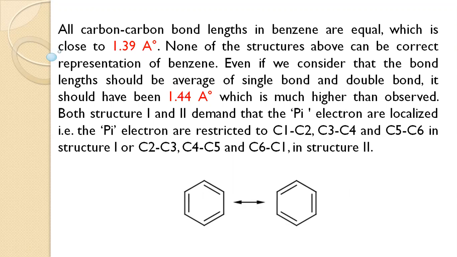So by this observation, both the first and second structures demand that the pi electrons are not delocalized. The position of the pi bond is fixed here. That is, pi electrons are restricted to C1 and C2 in the first structure, C3 and C4, and C5 and C6. This is about the first structure. Or if we consider the second structure, the double bonds are present at carbon number 2 and 3, 4 and 5, and the last one is 6 and 1.